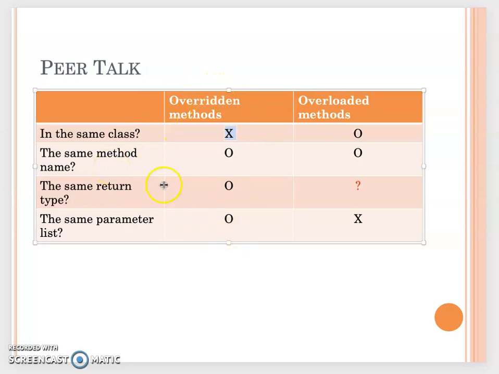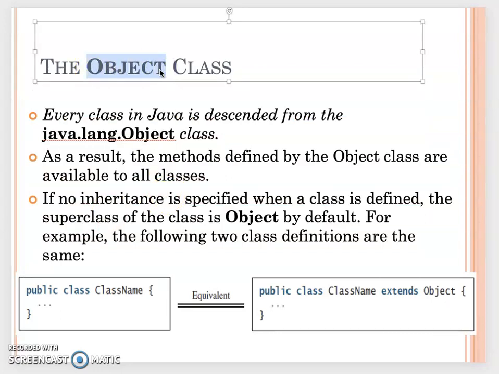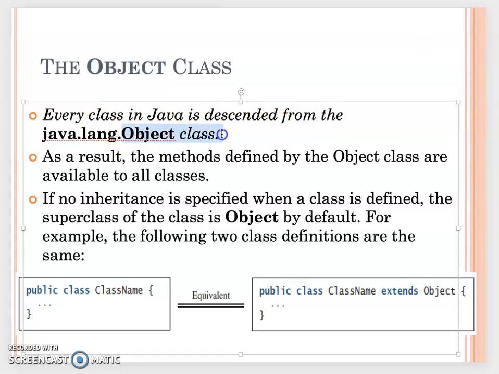Since we talk about inheritance relationships, we need to introduce the most important class in Java. Java is a pure object-oriented language, so we do have the Object class defined. This Object class is the ancestor for any class you define. Every class in Java is descended from the Object class, even if we didn't write that.